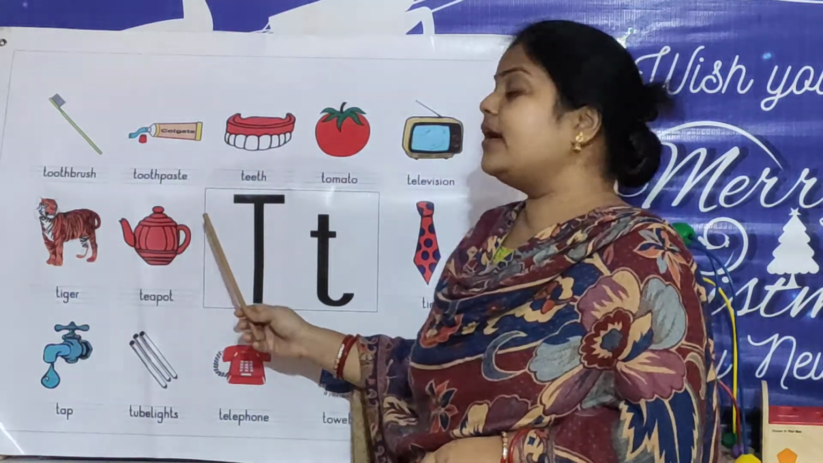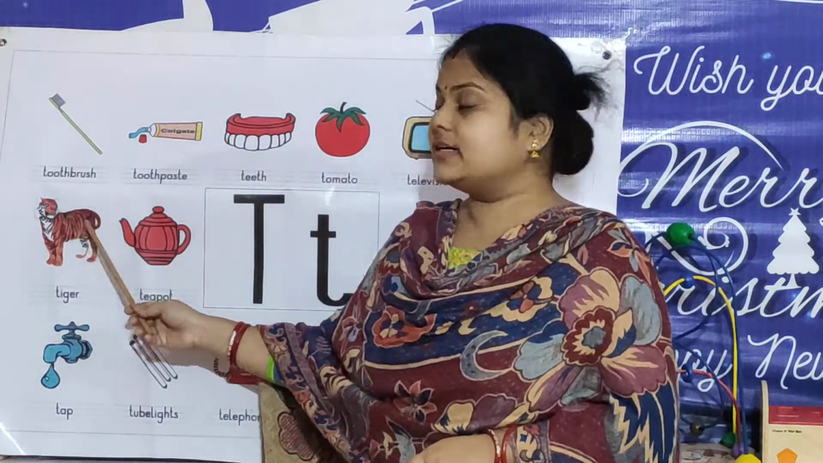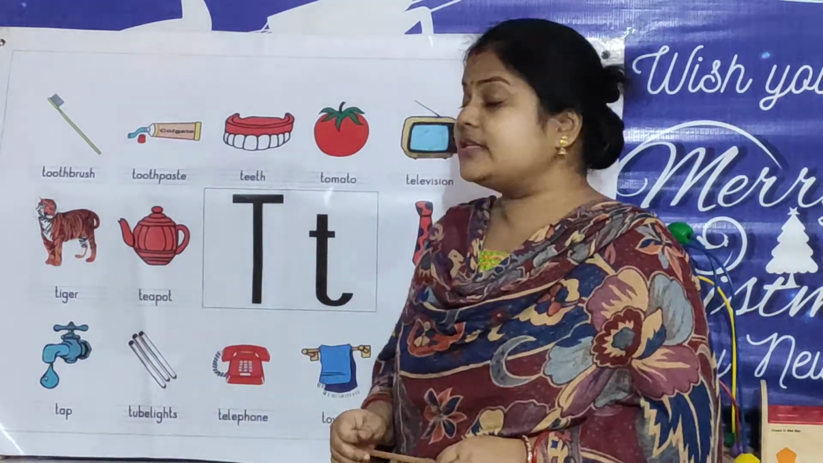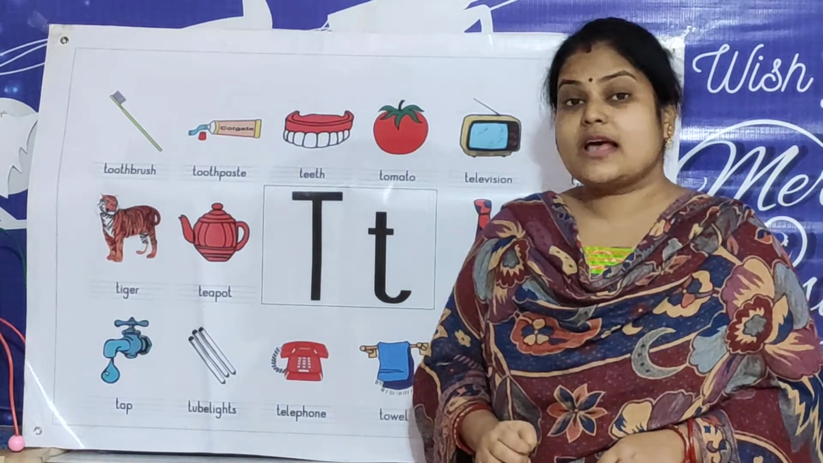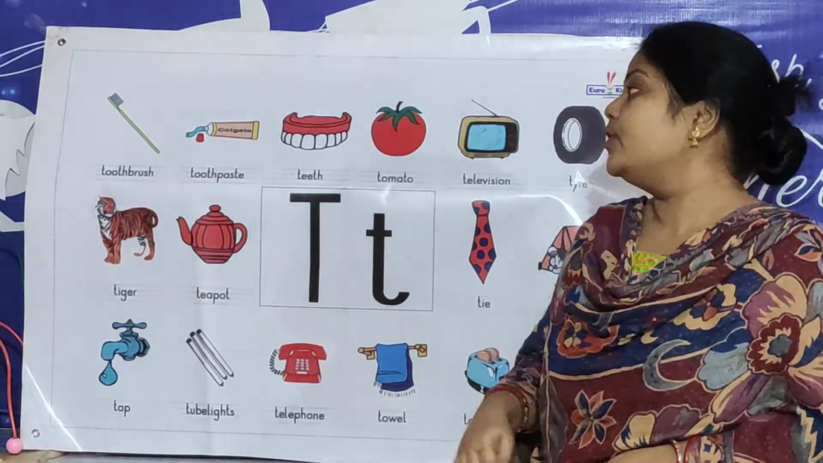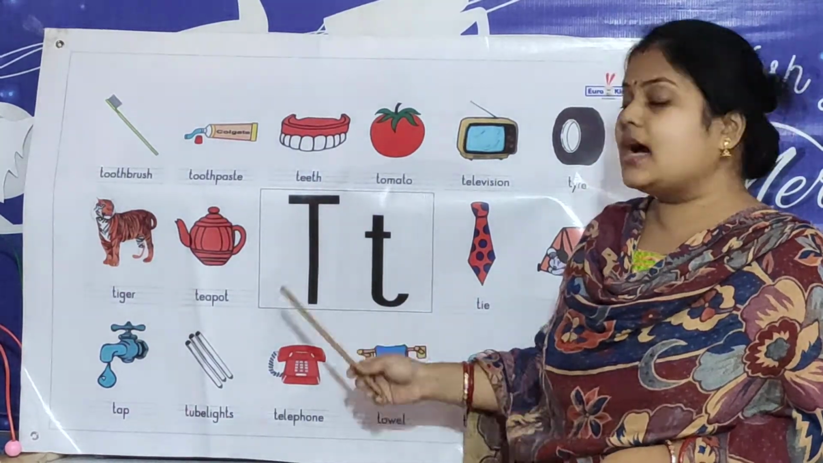And T for tiger. And children, tiger is a wild animal and tiger is our national animal also. So what you have to do? You have to learn all these words that start with letter T.